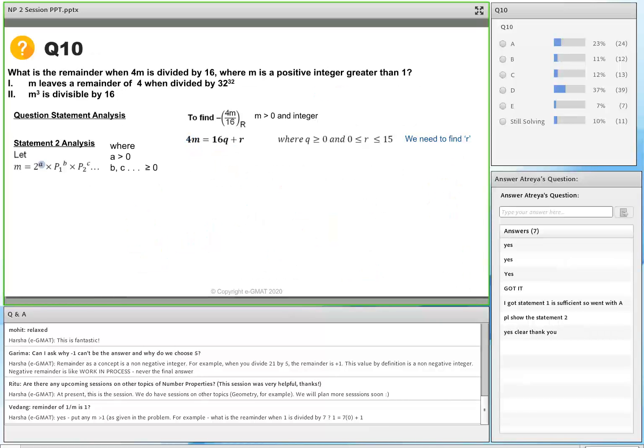The second statement tells me m to the power 3 is divisible by 16. Now, very quickly, m to the power 3 is divisible by 16. 24 is divisible by 3 because 3 is present in 24. Can you translate the same for this statement? If m to the power 3 is divisible by 16, can you translate the same in those lines? In the short answer poll, I've opened the short answer poll for all of you.